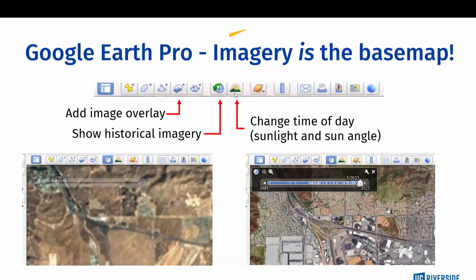Also, this little icon here allows you to change the sunlight and sun angle of your view. So that's kind of fun to do for something like the Grand Canyon if you want to see where the shadows are as the sun goes down. It's kind of fun to play with that. So anyway, Google Earth is great for historical imagery in particular, and then some of the manipulations you can do with what you're looking at.